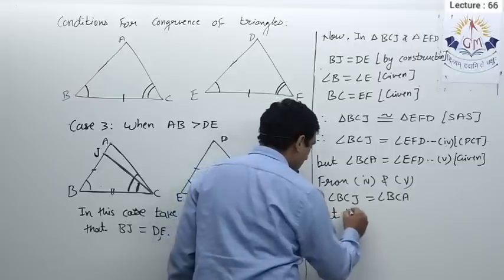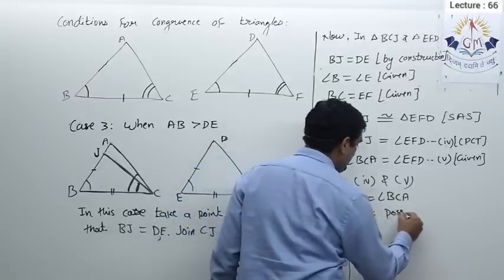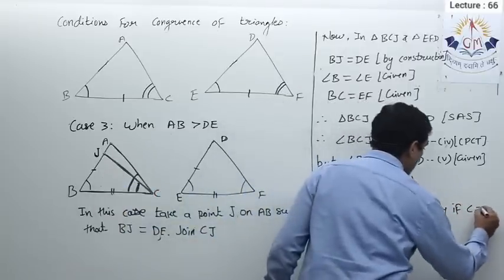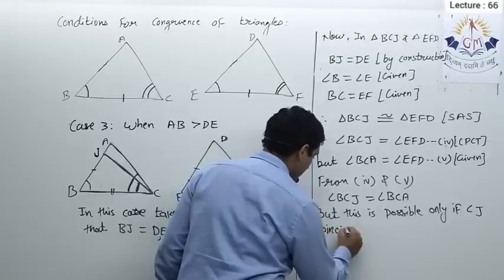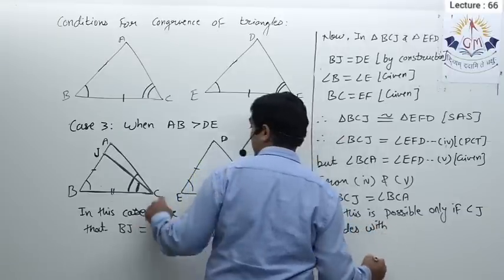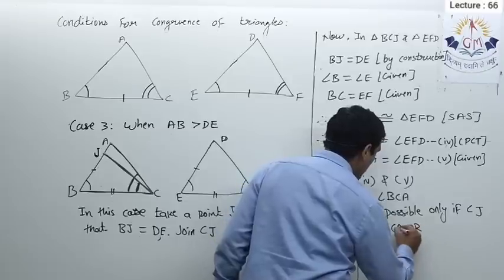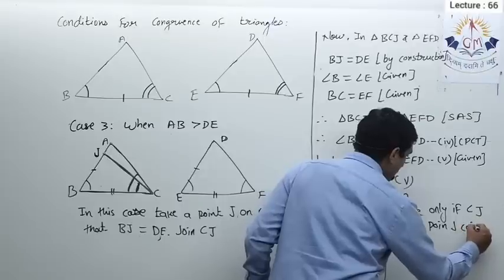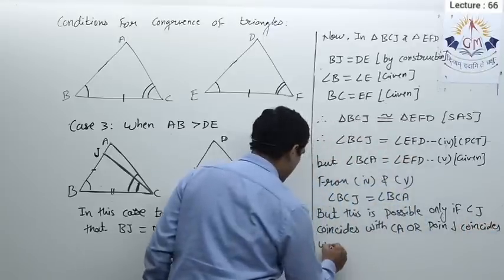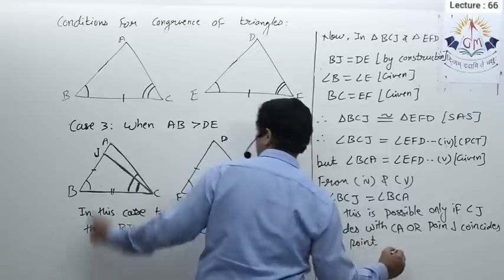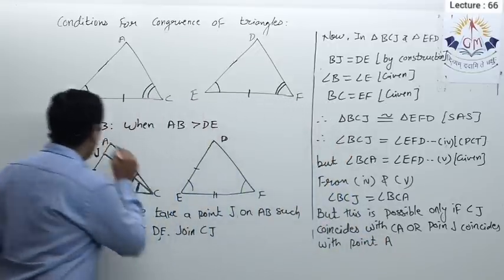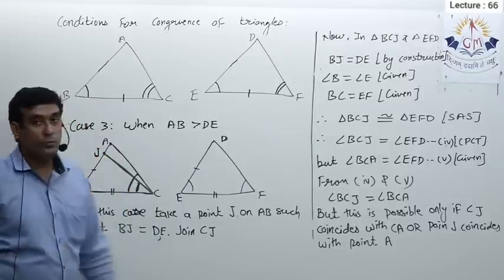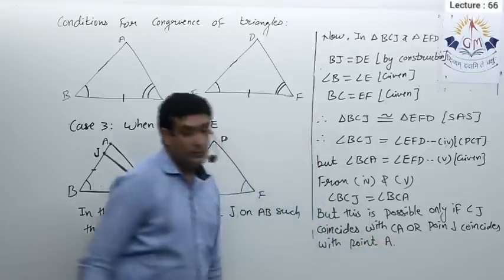But this is possible only if CJ coincides with CA, or point J coincides with point A. Now if A coincides with point J, it concludes that AB is equal to DE. So note it down up to this point, then I will give you the further solution.